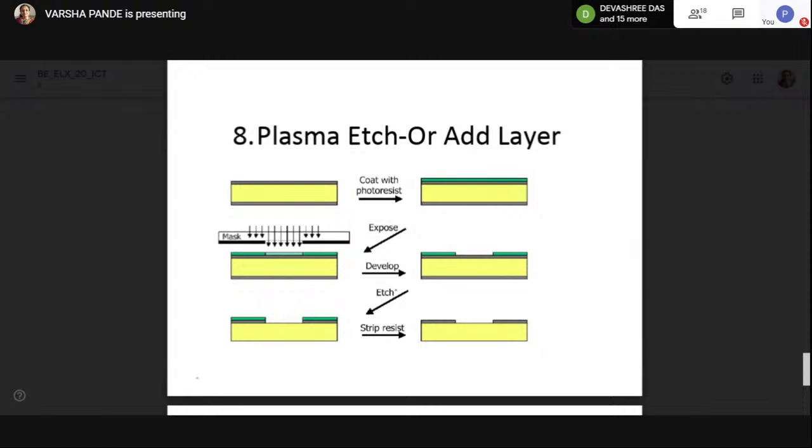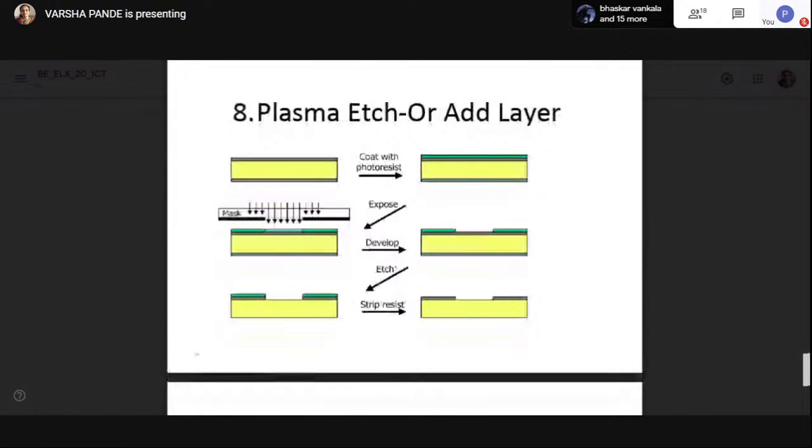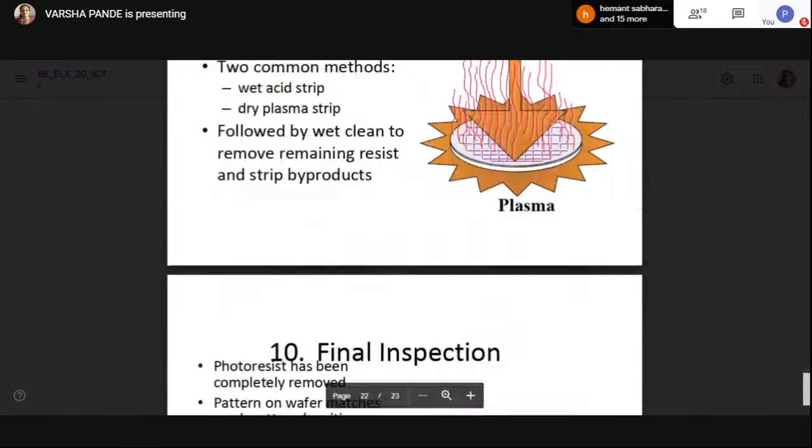Once all our operations or the advantage of the photoresist is done, we have to remove the photoresist, that is nothing but the strip resist. So here in the diagram you can see that the photoresist is stripped out. Once the photoresist is removed, again the final inspection is done.